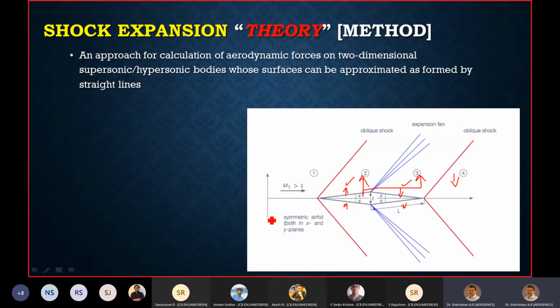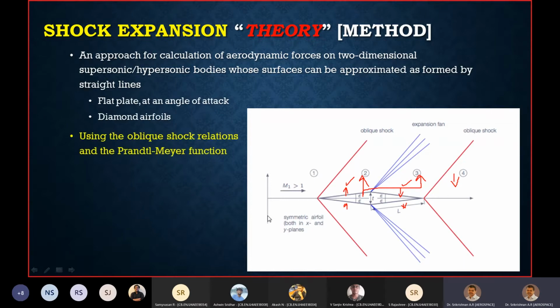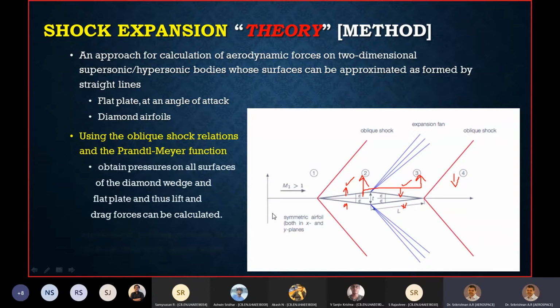Okay, now with this physical picture in mind, let's look at how we are going to make use of the oblique shock and Prandtl-Meyer concepts to solve for the pressure field. What I want you to carry forward from this slide is that we have considered a diamond airfoil with zero angle of attack. Actually, the whole thing will be applicable when we consider an angle also, but here we are considering zero angle.